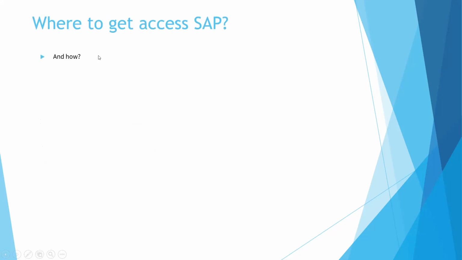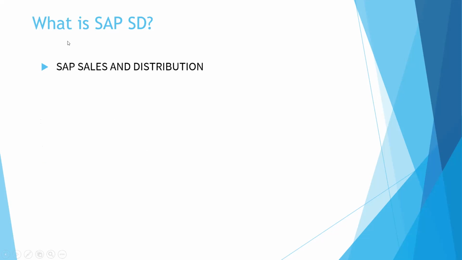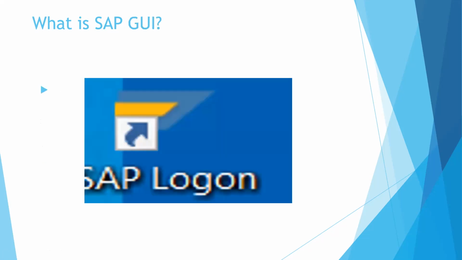So this slide shows where and how to get access to SAP for learning. This time I am just providing the software. If you want it, you can search in Google. This is a simple slide. What is SAP SD? SAP SD full form is Sales and Distribution. This is our favorite module. We are going to learn it from tomorrow onwards.